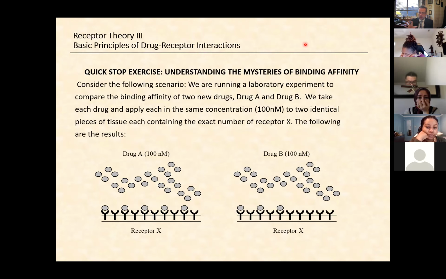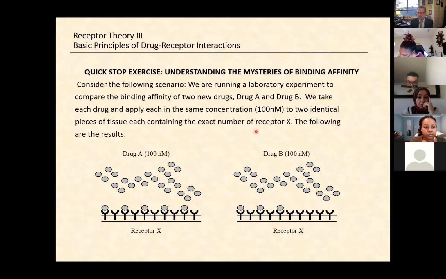We take each drug and apply each in the same concentration to two identical pieces of tissue. Here we have drug A, over here on the left. We are applying drug A at a concentration of 100 nanomolar to this piece of tissue that has 10 receptors of receptor X.